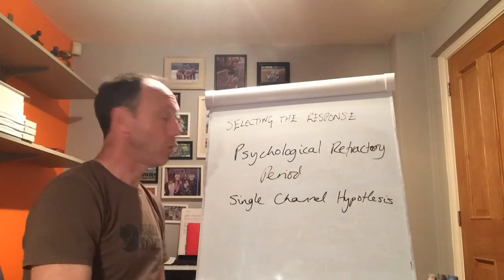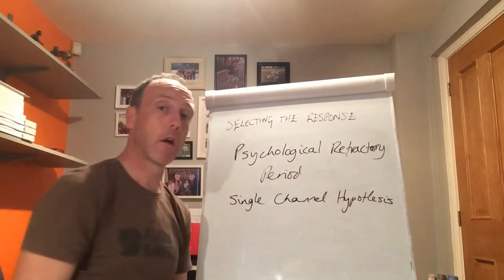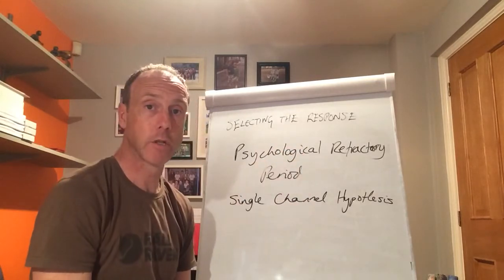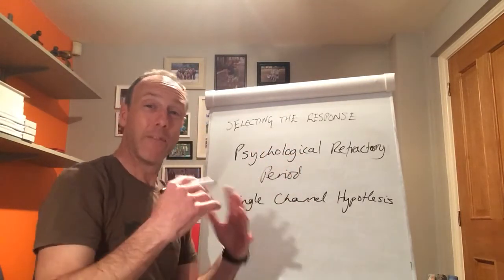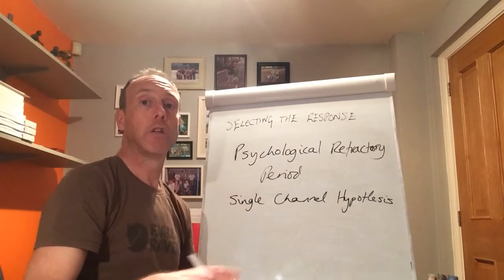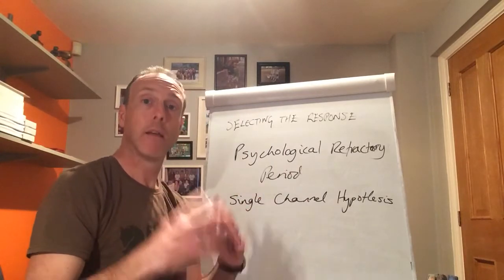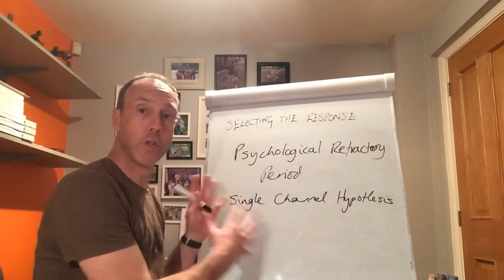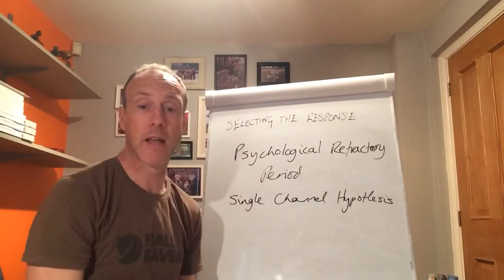It might be that you get a question that's got the words single channel hypothesis in it, in which case I'd expect you to use the psychological refractory period in the answer, and vice versa. And if it talks about anticipation, if it talks about delay and whatever, then I'm expecting you to use both. Okay? You always use them together because they work together hand in hand.